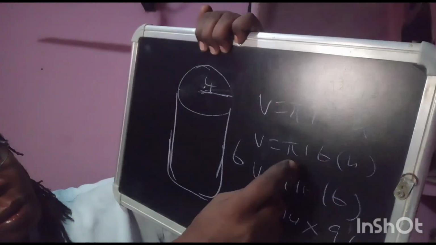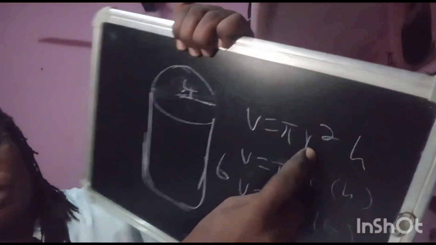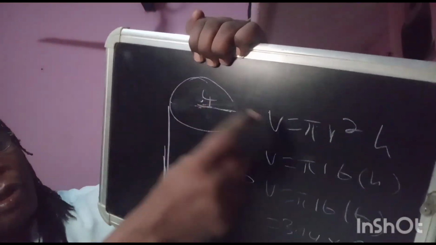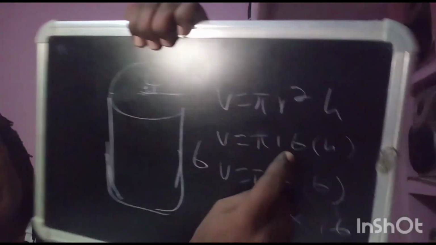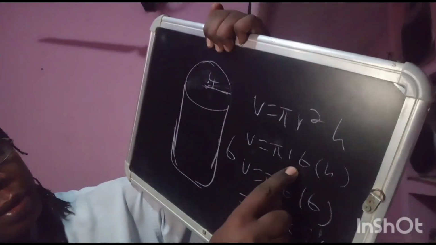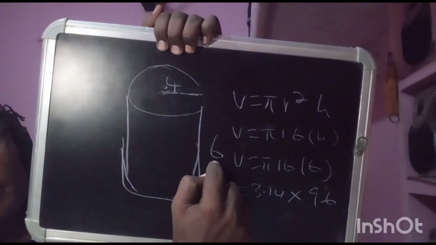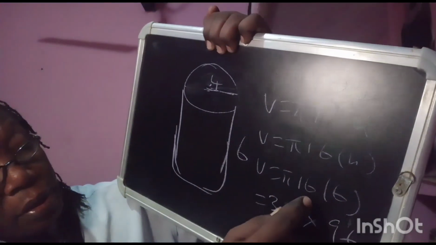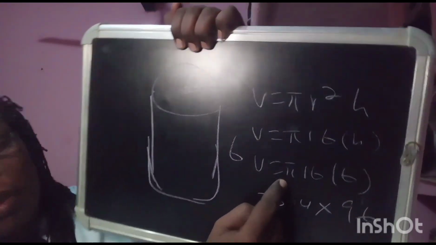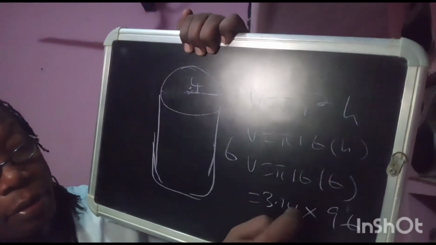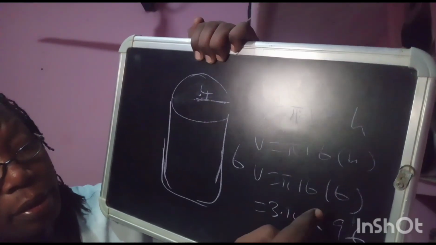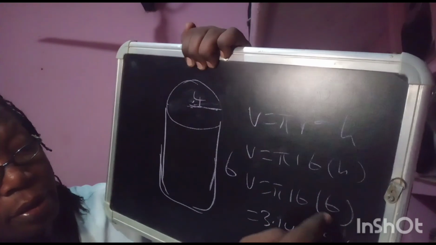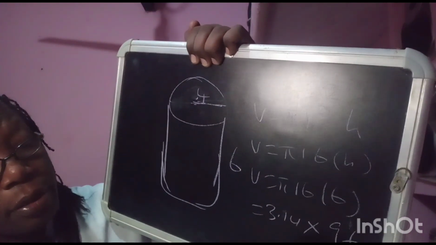I've taken this thing and I've squared it here. You know the radius is this 4. I've squared it here, I got 16, right? 16 into height, which is 6. Let's assume it's inches. 16 into 6 is here. Now against pi, then we got this to be 96. 16 times 6 gives you 96.